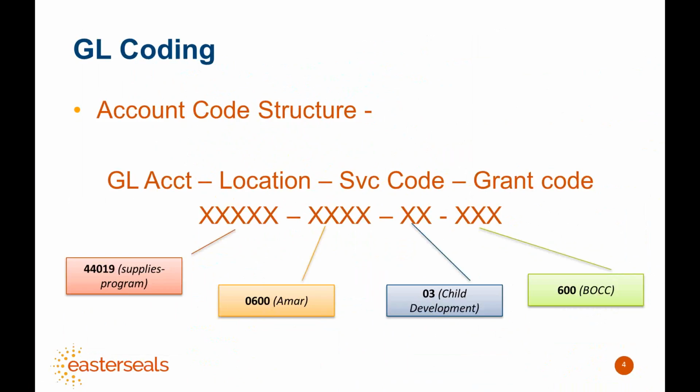You'll be using this code structure frequently because it's needed on every receipt, purchase order, new hire information, and payroll change request. We'll discuss these in more detail later. The accuracy of this is very important because each program and service code has a budget for the fiscal year, and using the wrong coding could cause income or expenses to be coded to the wrong location, thus causing the program to be over or under budget.